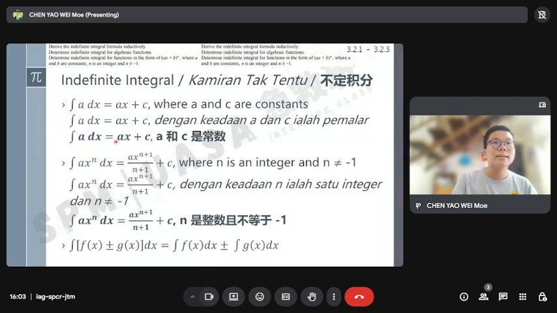How about this one? This is also simple, the same job. Here we make x to the power n become x to the power n plus 1. Last time we moved the power up because we wanted to multiply, but now I don't do that. I make the multiplication become division, so the power goes down here, and here I plus 1. And remember to put the plus c behind.